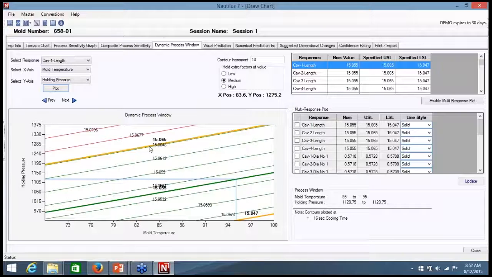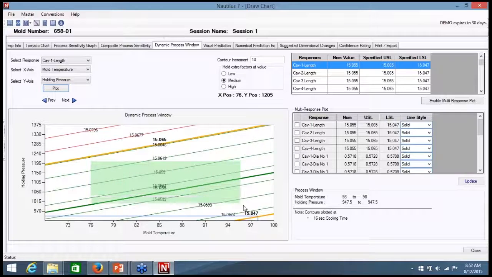If I set my process here, 84 and 1276, upper spec limit. Out here, 98 and 947, lower spec limit, right? That means what? Now this window that I'm showing you becomes my dimensional process window. That means if I maintain my temperatures between 76 and 97 and pressures between 947 and 1204, I'll always make parts that are dimensionally acceptable. But this out here is my cosmetic window, which is my cosmetic process window.